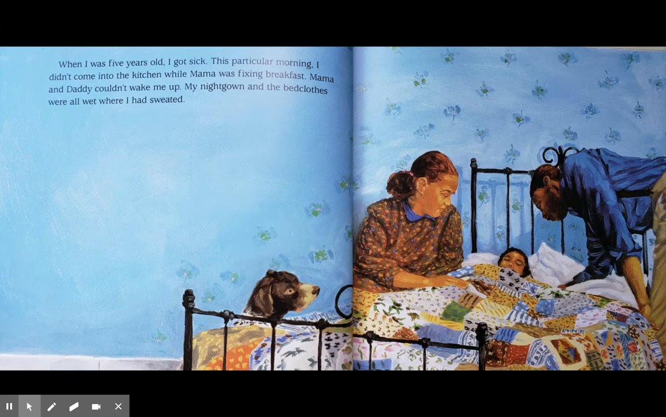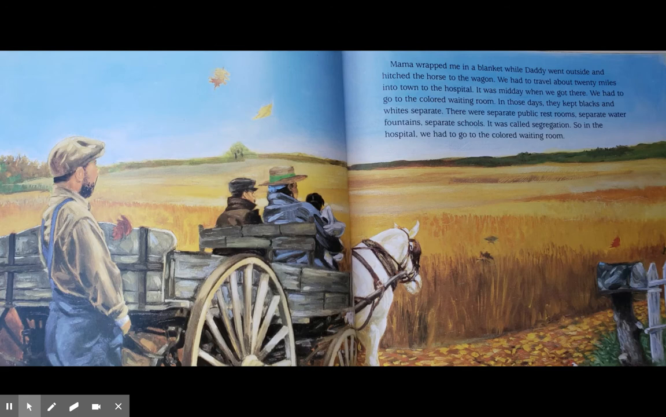When I was 5 years old, I got sick. This particular morning, I didn't come into the kitchen while Mama was fixing breakfast. Mama and Daddy couldn't wake me up. My nightgown and bedclothes were all wet where I had sweated. Mama wrapped me in a blanket while Daddy went outside and hitched the horse to the wagon.